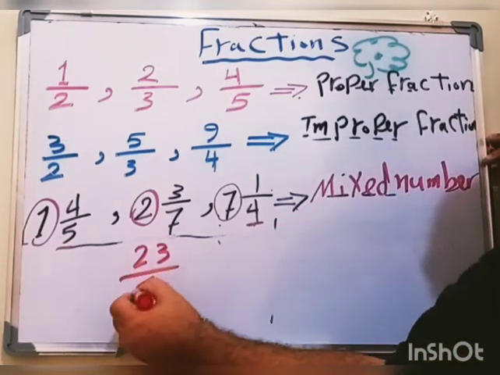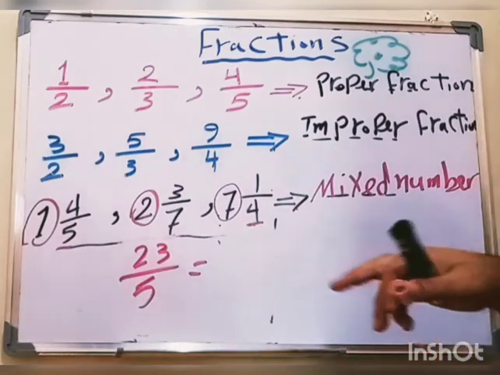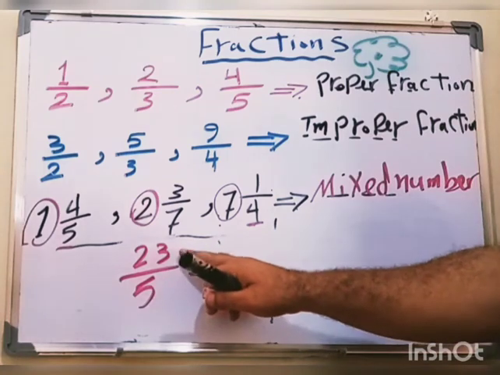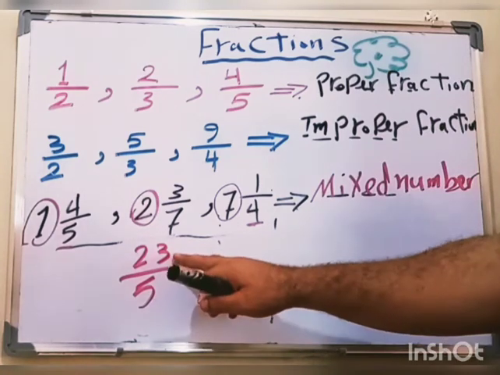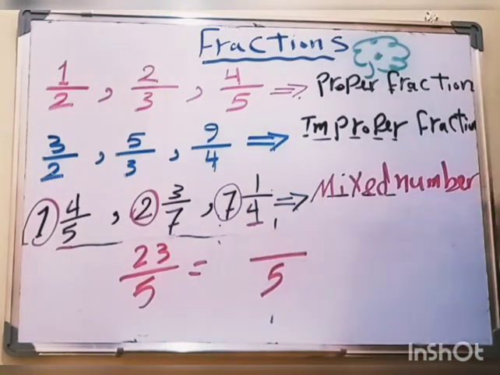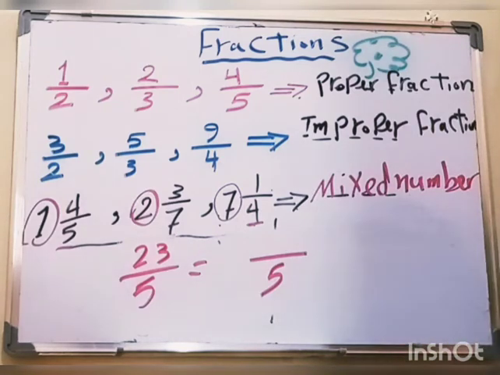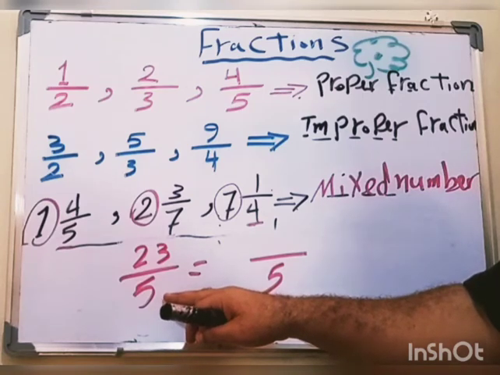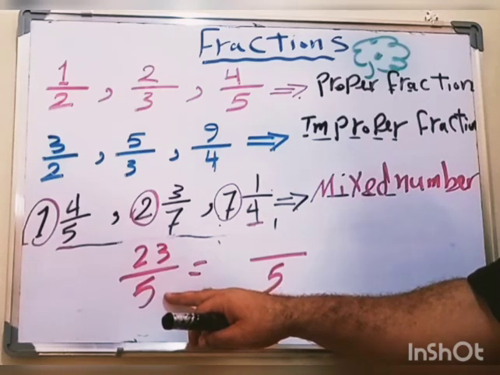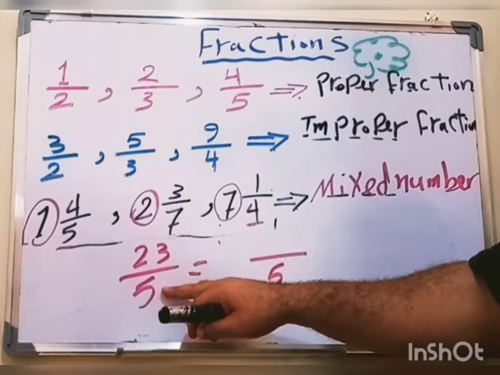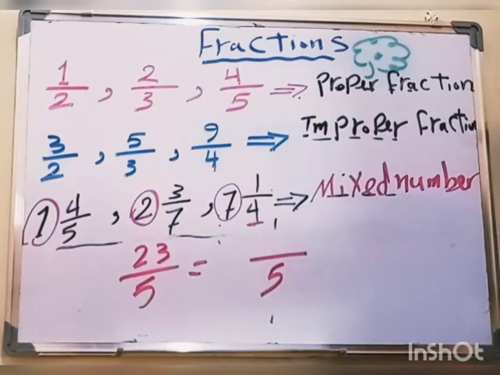23 over 5. This is an improper fraction, guys, because the numerator is bigger than the denominator. How can we change an improper fraction to a mixed number? Look, my dear student, keep the denominator as it is, 5. And ask yourself, what is the number that if we multiply it by 5, the result will be 23 or less than 23? There is no number that gives exactly 23. Okay, we know that. But less than 23 and closest to 23.